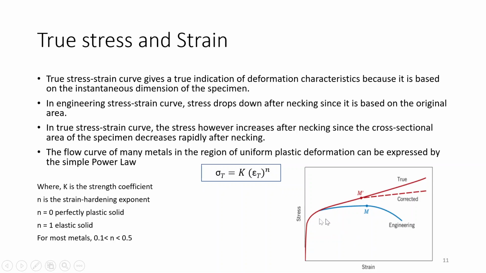When you plot the true stress-strain curve with the engineering plot, it will always be above the engineering plot because you are dividing by the smaller area. So the true stress will be higher, and the points will be shifted to the left side.